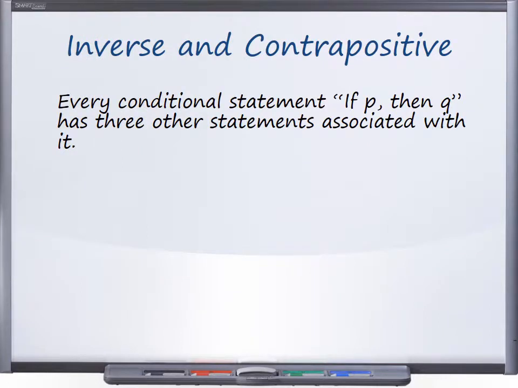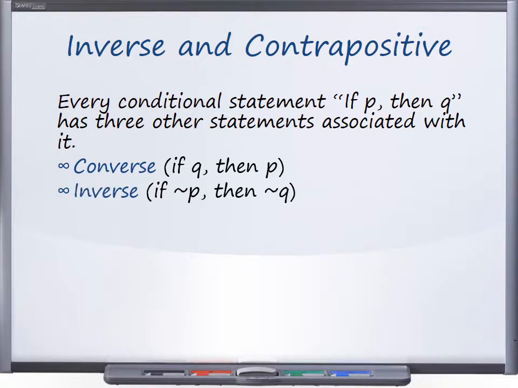So why is negation important to us? Negation is important because it's going to come into play when we talk about other kinds of statements that are associated with conditional statements. So every conditional statement that we can write, the if P then Q type of statement, has three other statements associated with it. We've already seen the converse. That's when we interchange the hypothesis and the conclusion. So if the conditional is if P then Q, the converse is if Q then P.